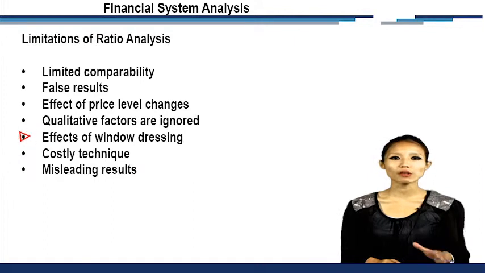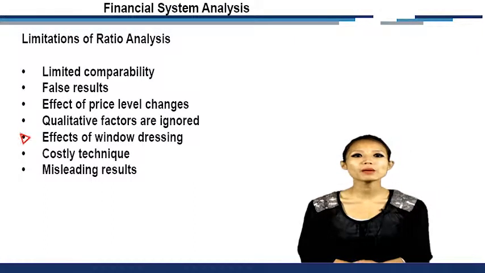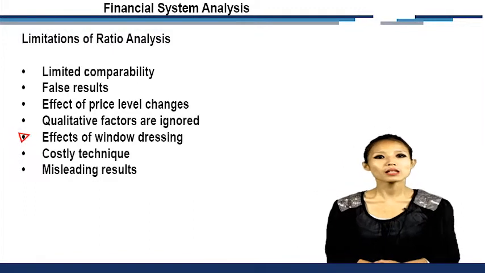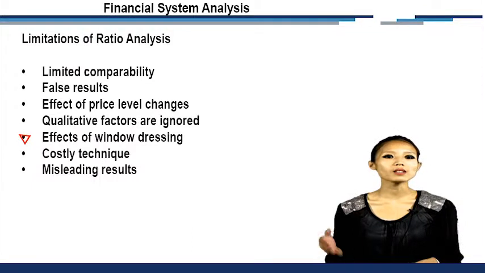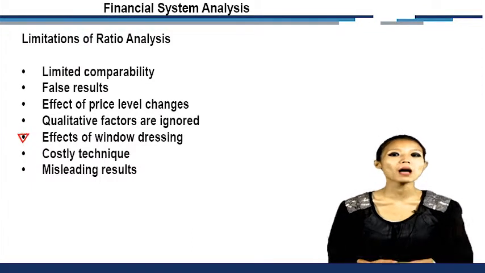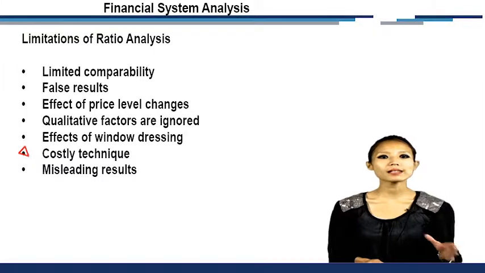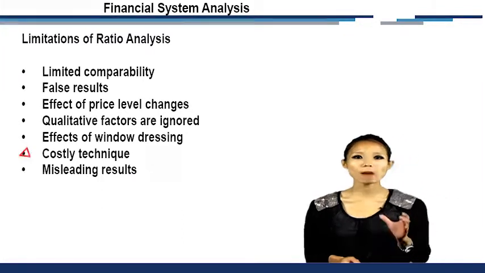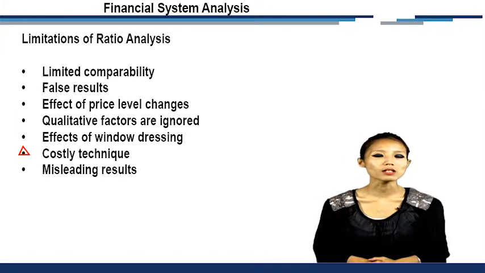Effect of window dressing. In order to cover up their bad financial position, some companies resort to window dressing. They may record the accounting data according to convenience to show the financial position of the company in a better way. Costly technique. Ratio analysis is a costly technique and can be used by big business houses. Small business units are not able to afford it.